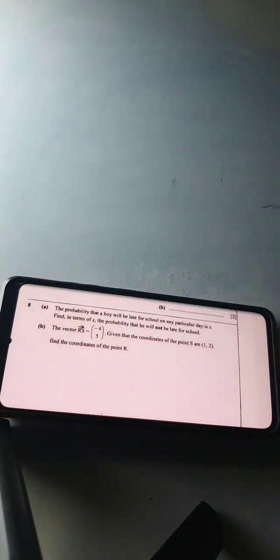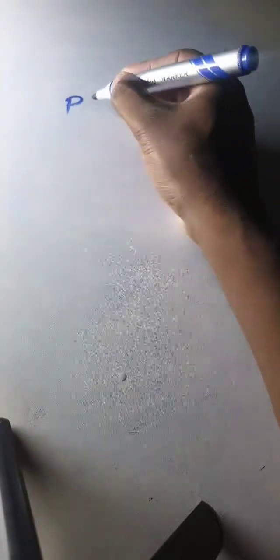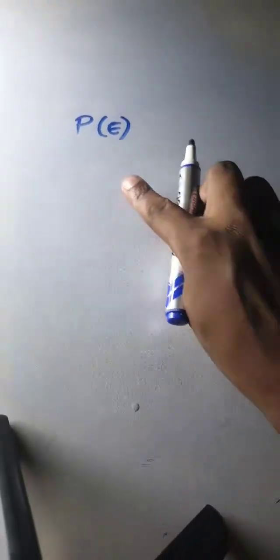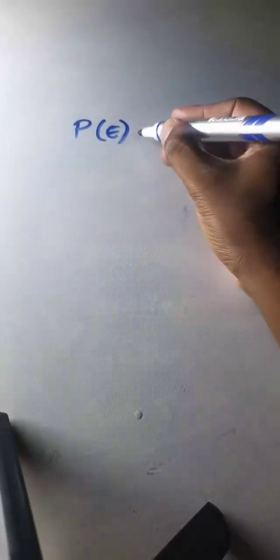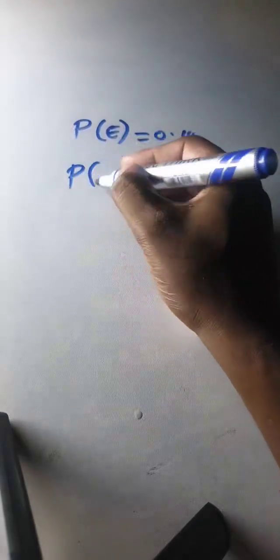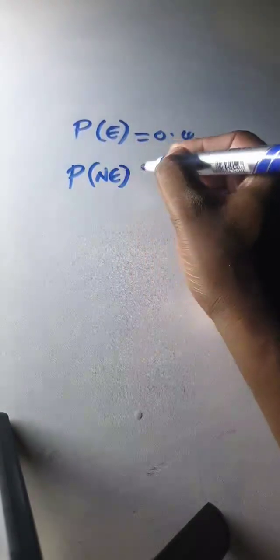Question number 8a, saying the probability that a boy will be late for school on any... okay, before I come to this one, let me preach. The probability that I have an engineer, let me go with E, on this live session is 0.4. Find the probability that I don't have an engineer on this live.